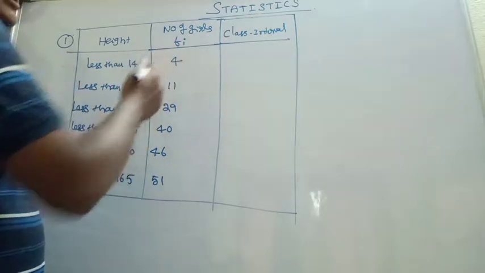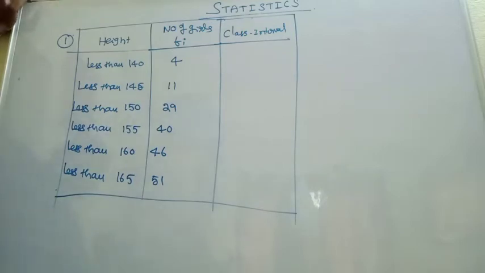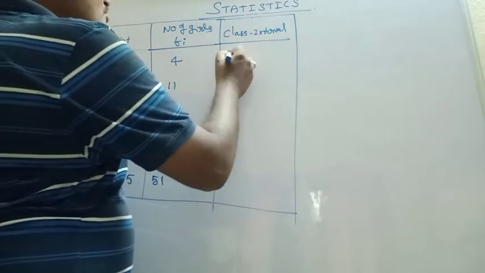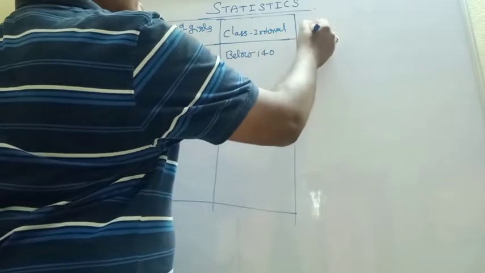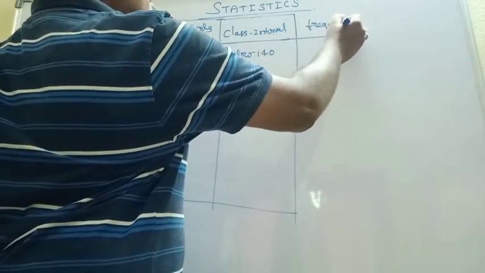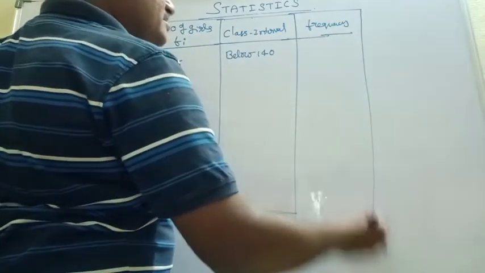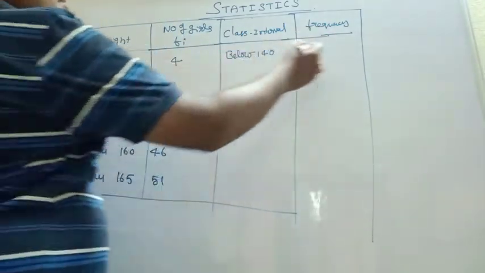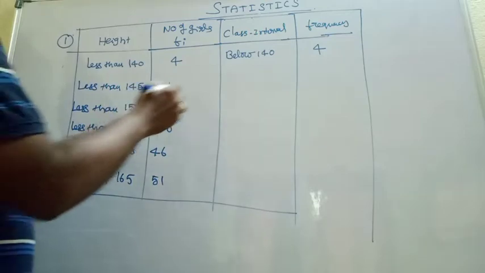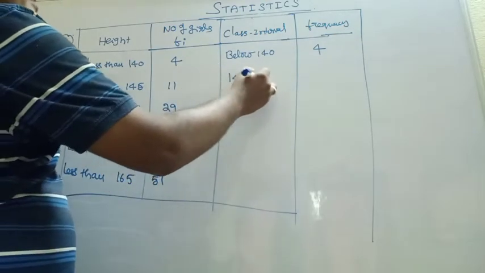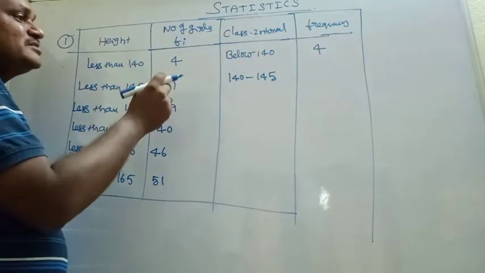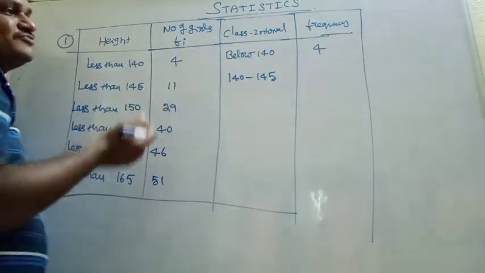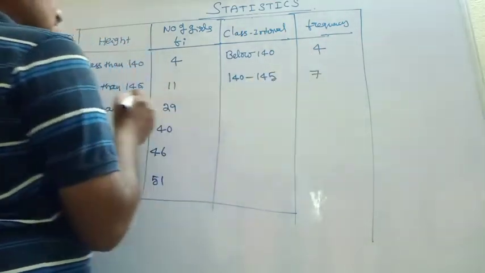Now, less than 140 we have here, my dear students. Now what class intervals are we going to get, and the frequencies? Below 140, there are 4 students. Now from 140 to 145, the frequency is 11 minus 4, which becomes 7.